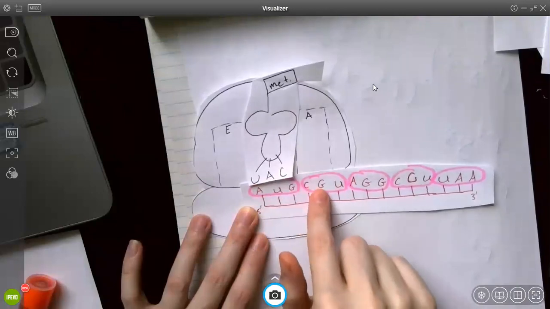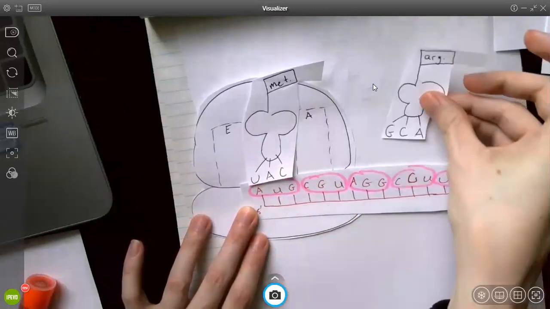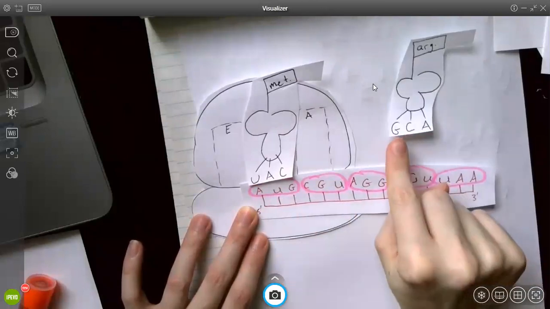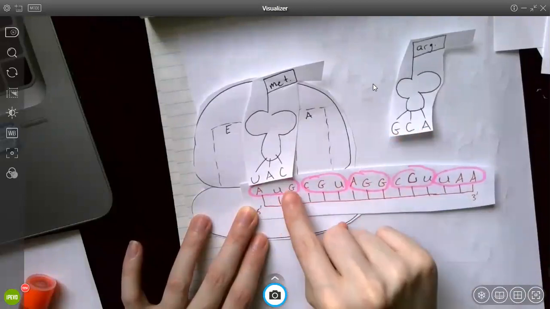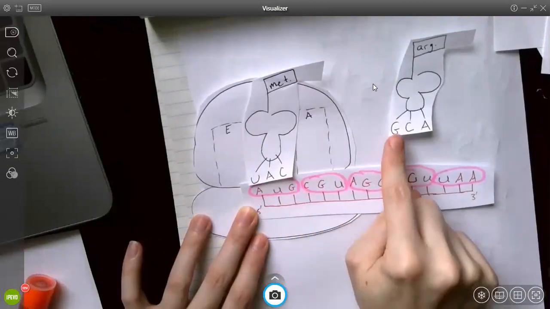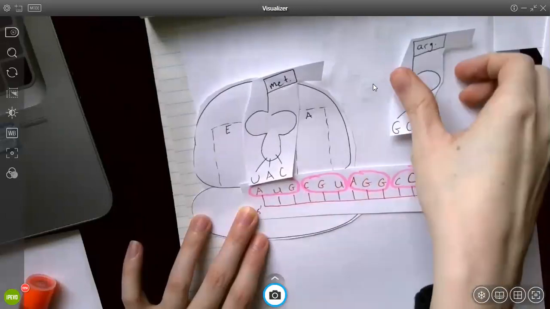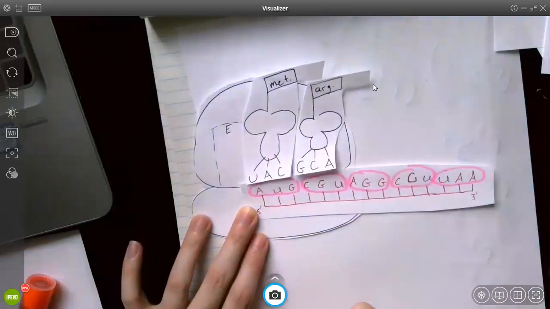So CGU, that's going to cause this tRNA molecule to come over because it has the complementary anticodon. C goes with G, G goes with C, U goes with A. So this tRNA is going to go into the next site, like so.